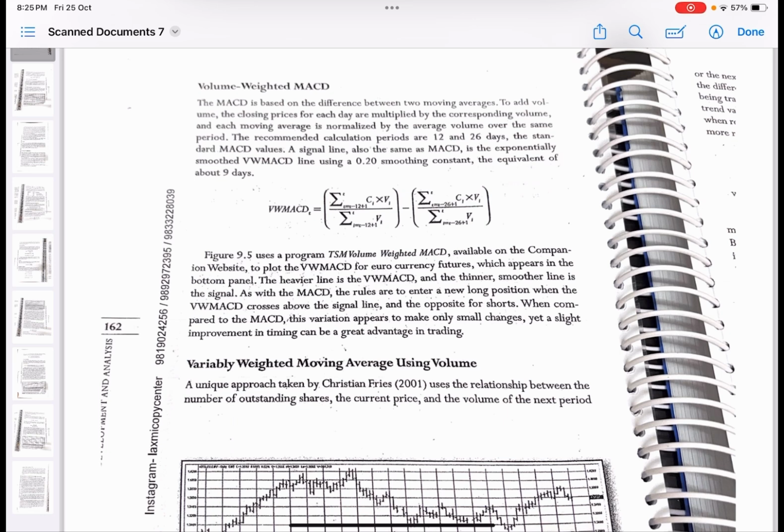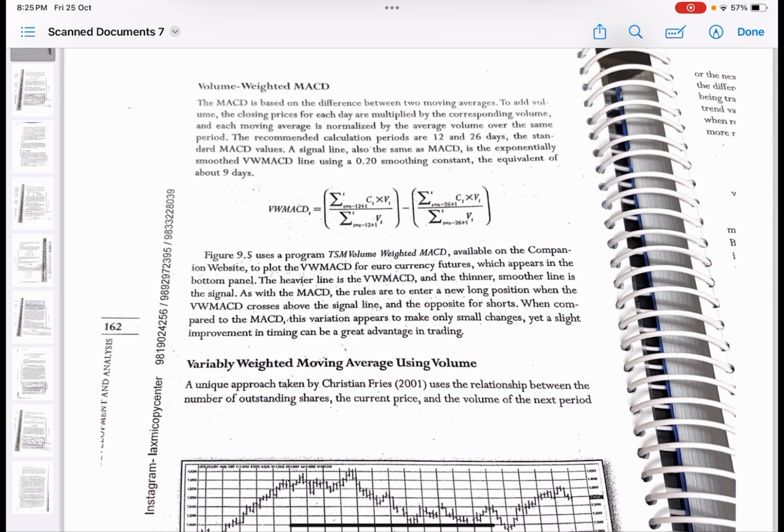When we were talking about the plain MACD, we saw that it is always the difference between the moving averages, right? But when we are talking about volume weighted MACD, we are not just taking the moving average of the closing prices, but we are going to take the closing price multiplied by the volume which happened on that particular day. And each moving average is normalized by the average volume over the same period. So all of the moving averages are normalized. By what factor? You are normalizing it by the average volume over the same period.